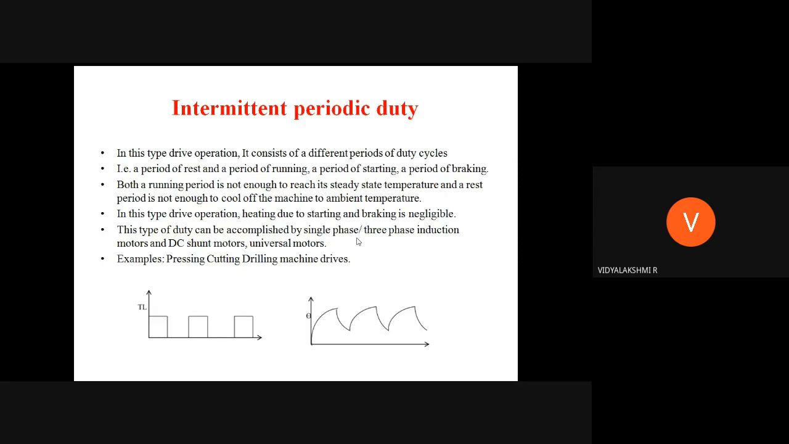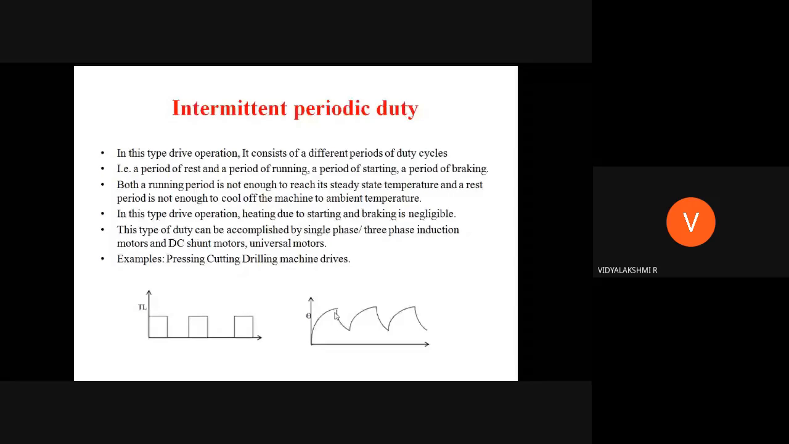So intermittent periodic duty consists of periods of running at constant load torque followed by rest periods, which means it's continuously working. In short time duty, we can use it for only a short time period, but here we use a continuous running and rest period manner. While seeing this graph, I can start the drive. After that, I give some rest. Again, I start. Again, I give some rest. Depending upon that, my temperature rise will vary.